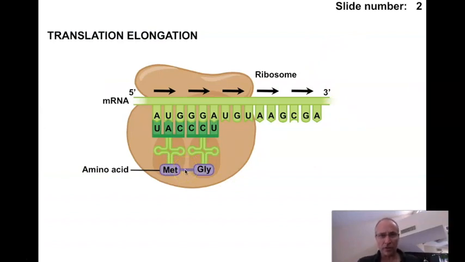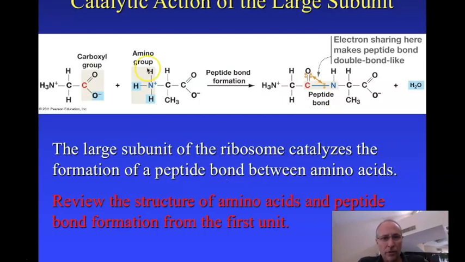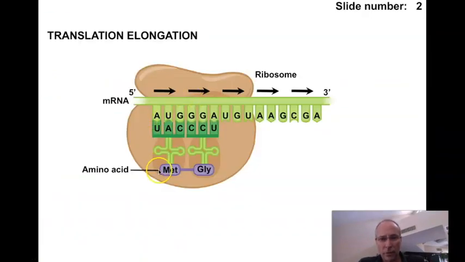And this is the key. This is really what this process is all about. We've now taken two amino acids and bonded them together. Now remember, this is the way it works. The amine end is on the left, the carboxyl end is on the right. So this is the amine end on this side, and there's the carboxyl end on this side.